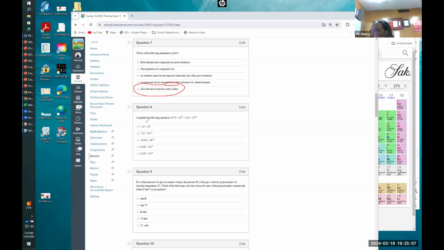Okay. Complete the following operation. So we're going to subtract these two. What do you guys end up with? Testing your calculator skills here.